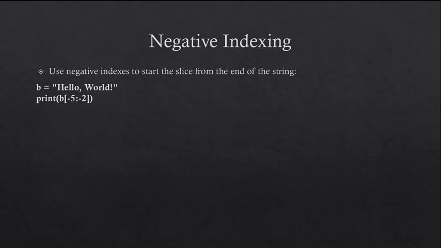You can use negative indexes to start the slice from the end of the string. We have declared a variable "hello world", and we print b with the index -5 to -2. Don't reverse the signs.